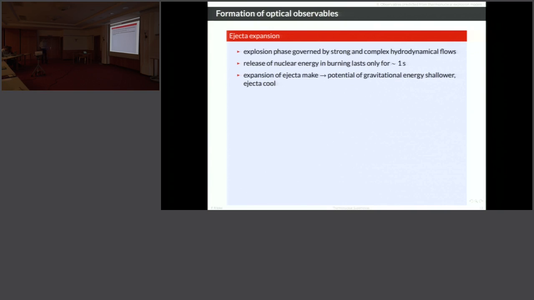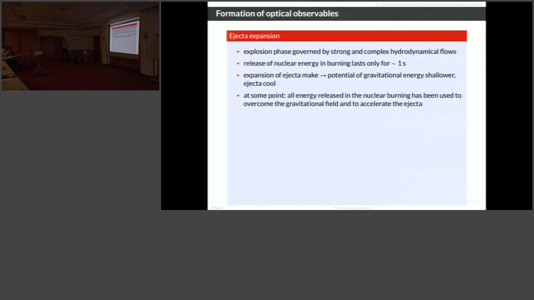Now, the ejecta expansion is something that is important for the formation of the observables. The explosion phase is governed by strong and complex hydrodynamic flows, as we talked about yesterday, and the release of nuclear energy in the burning is rather short. It lasts only for a second or so. The expansion of the ejecta, however, will make the gravitational potential shallower as the ejecta expand and cool.